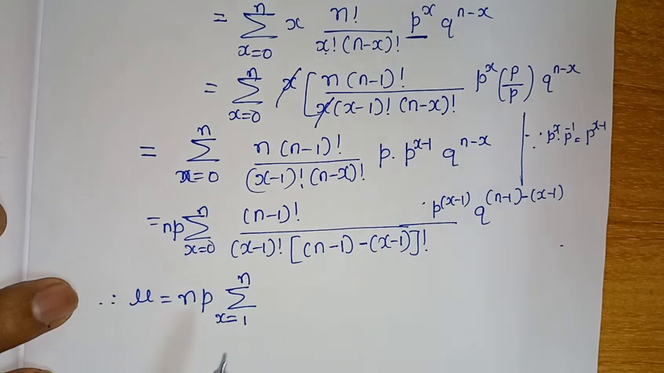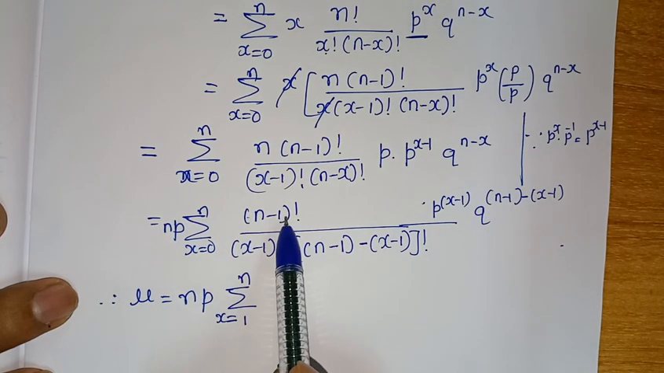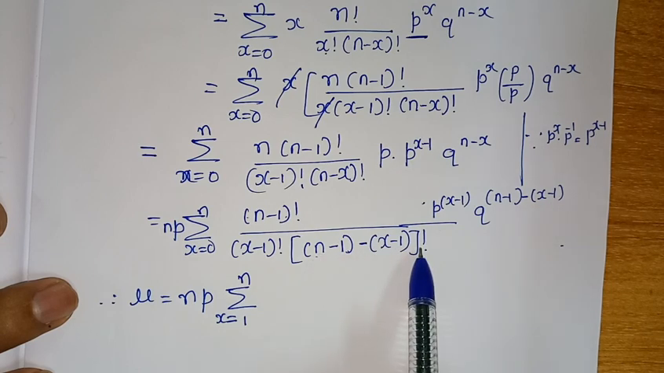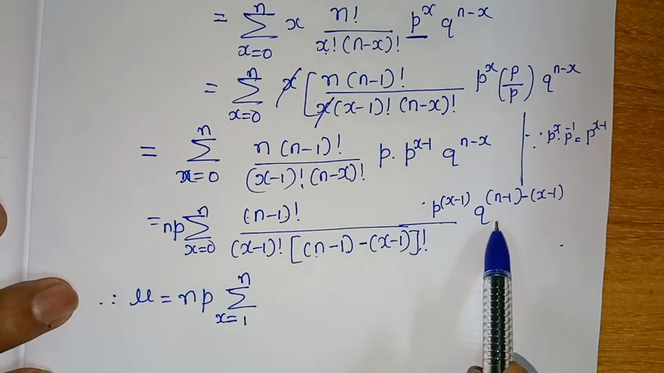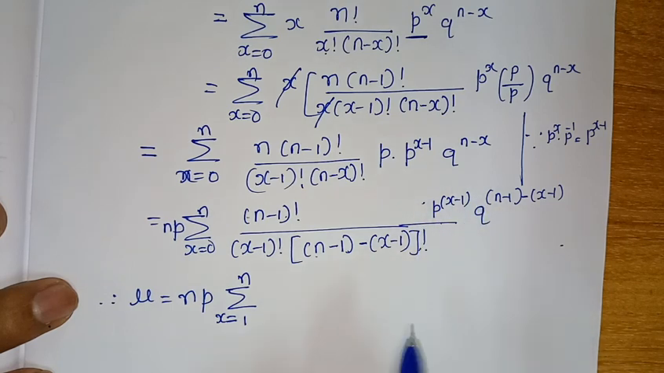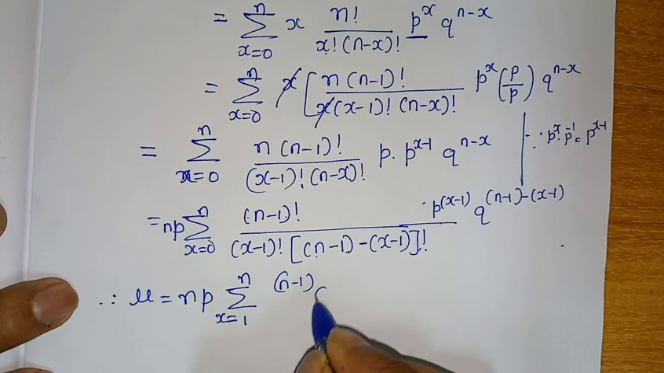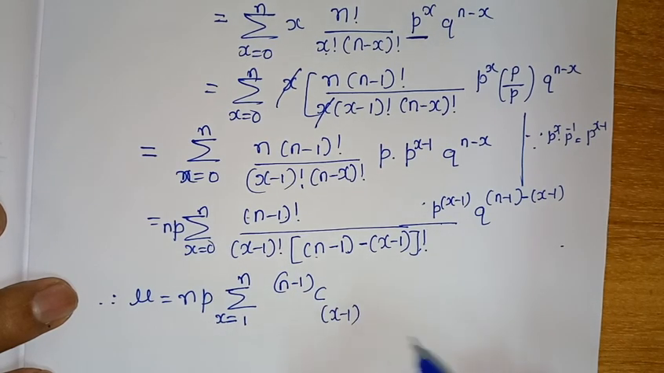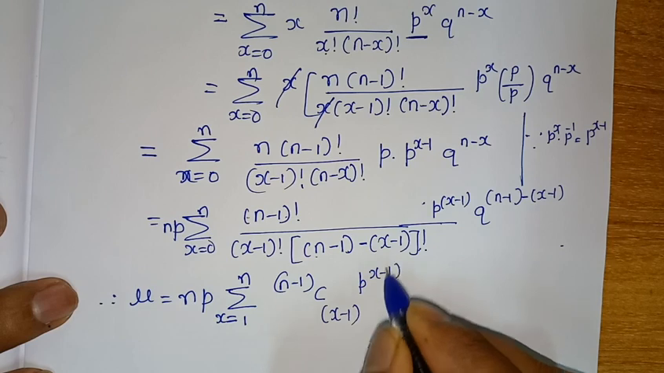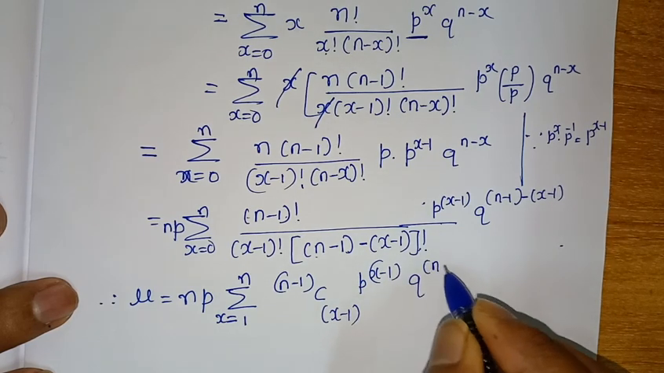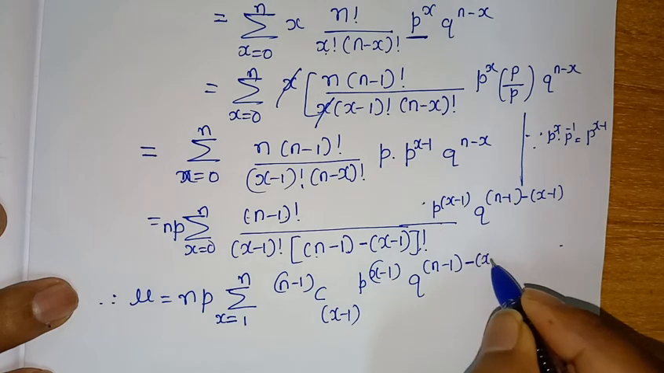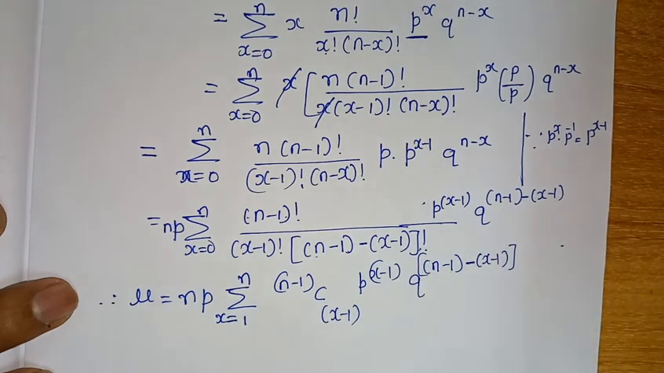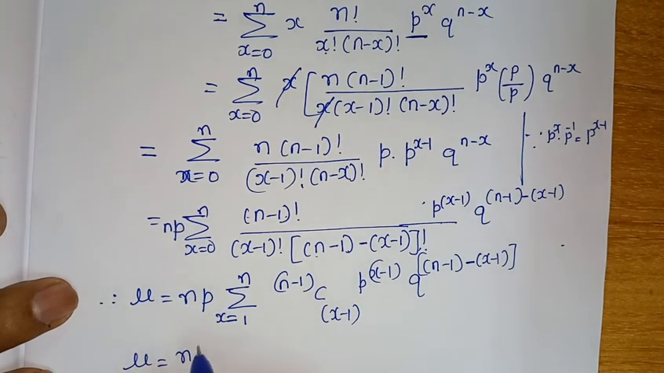When we take x equal to 1, you just compare this: n minus 1 factorial, n minus 1 minus x minus 1 factorial, p power x minus 1. This can be written in the standard form, that is n minus 1 c x minus 1 p power x minus 1 q power n minus 1 minus of x minus 1. So now it is nothing but the binomial expansion, p plus q form only. So mu equal to np into p plus q whole power n minus 1.